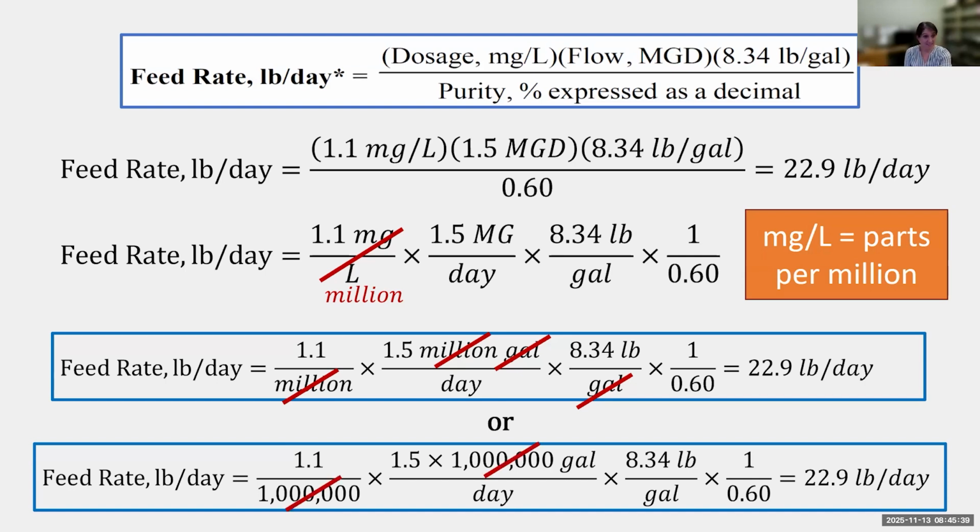So those millions cancel each other out. The gallons cancel each other out, and we're left with pounds per day. Okay, so you don't have to do this whole process every time you want to calculate feed rate. I just wanted you to see how those units work, because I know the first time I looked at that equation, I was like, I don't really understand how that works. So now that you've seen me go through the math longhand, from here on out, you can just plug and chug numbers into this equation and rest assured that it works out.